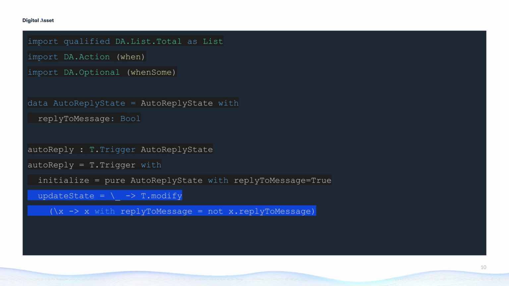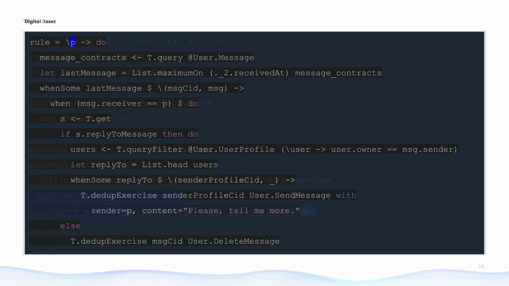The effect is that every time the trigger runs, the value of the reply to message field in the trigger state changes from true to false or from false to true. In the rule function, we again use a lambda. The argument of the lambda is the party running the trigger. This is the party whose credentials will be needed to run the trigger, and under whose authority the trigger will send commands to the ledger.